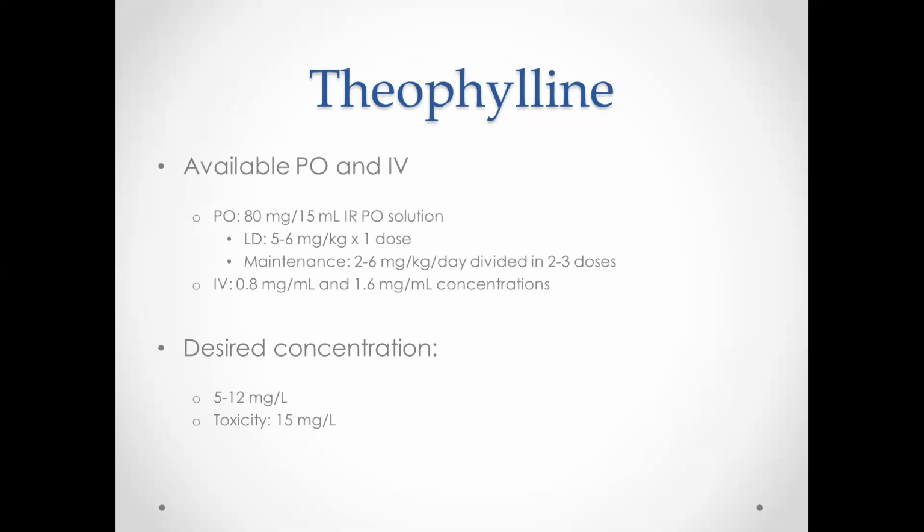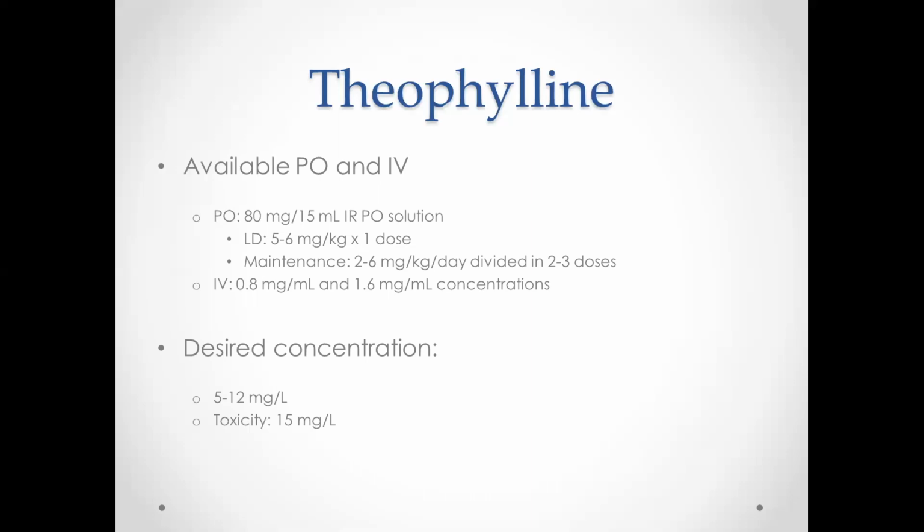And then the IV formulation is 0.8 mg per milliliter and 1.6 mg per milliliter concentrations. The desired concentration here for efficacy purposes is 5 to 12 mg per liter. And note that 15 mg per liter is where toxicity starts. So you have more of a narrow therapeutic index here, and you have to look out for potential risks for toxicity with theophylline.